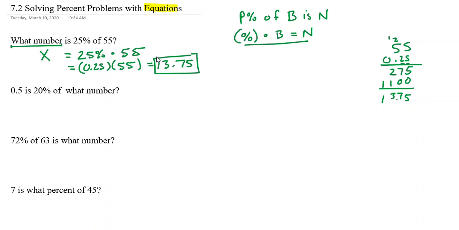And that makes sense. Another way to think about 25%, of course, is 1/4. So 1/4 of 55, and 55 divided by 4 gives 13.75. So 1/4 of 55 is 13.75.